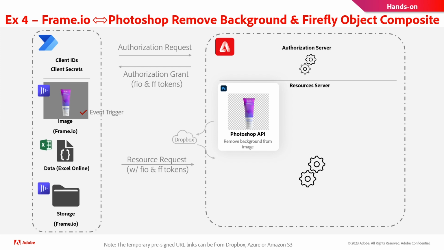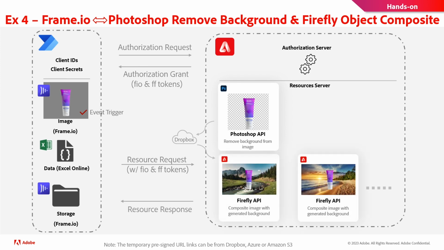And today we are going to use Dropbox. So we have the Dropbox API for us to create a temporary link for Photoshop to upload the content there. Once the contents are uploaded to Dropbox, then we'll need to create a temporary download link from Dropbox. So an upload link and then a download link. This download link is going to be used by the Firefly Object Composite API in conjunction with those generated backgrounds, and then the rest will send it back to Frame.io.